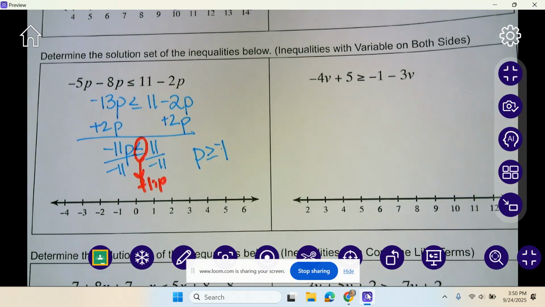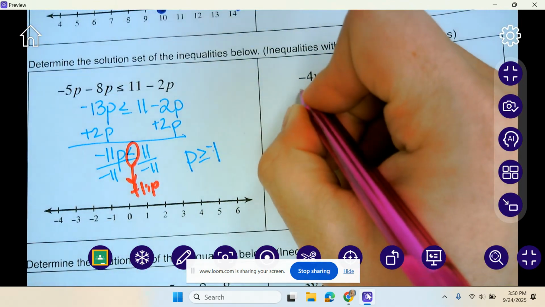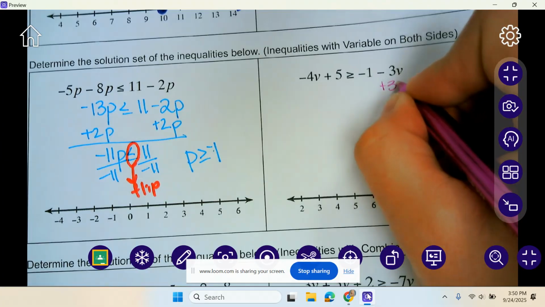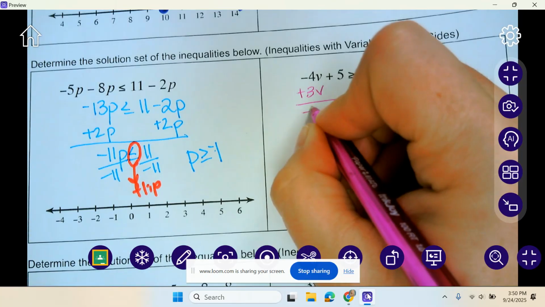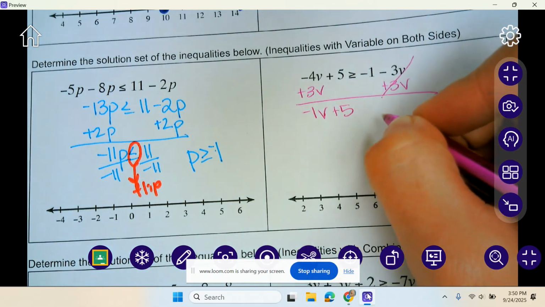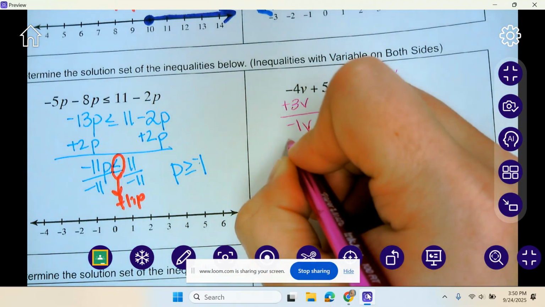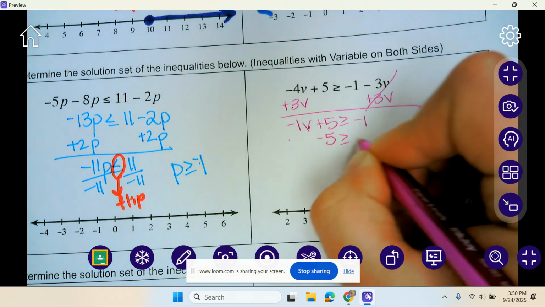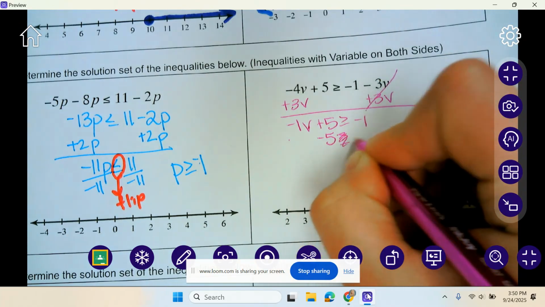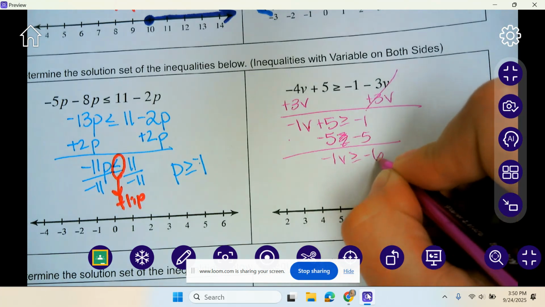All right, so let's take a look at the next one. I can't distribute, can't combine like terms. So next step is move the variable. I'm going to keep it on the left side. Doesn't matter. Probably one of the few steps where it doesn't matter which one you pick, you should get the same answer. So negative 1b plus 5 is greater than or equal to negative 1. Next step is we're going to take away our constant. I'm going to subtract 5 on both sides. So negative 1b is greater than or equal to negative 6.